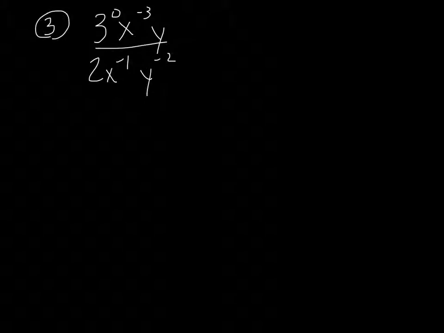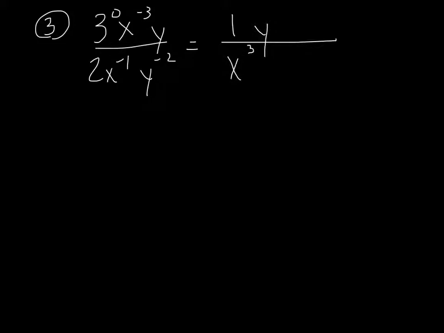Last example to go with that one is 3 to the 0, x to the negative 3, y over 2x to the negative 1, y to the negative 2. I'm just going to deal with the zeros and the negative exponents. That's the very first thing I'm going to do. I've got a fraction bar. 3 to the 0 is 1. x to the negative 3 becomes x cubed on bottom. y doesn't change on top. 2 doesn't change on bottom. x to the negative 1 on bottom becomes x to the first on top. y to the negative 2 on bottom becomes y squared on top.